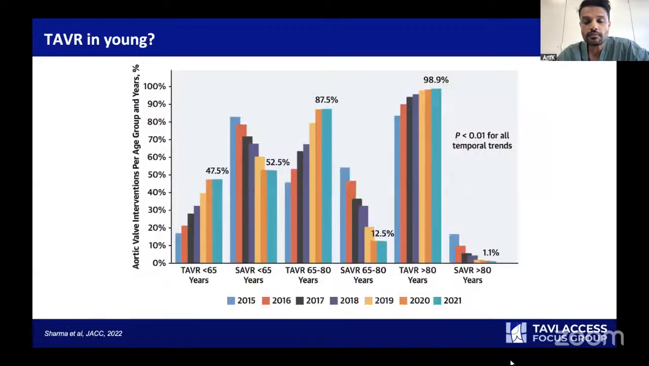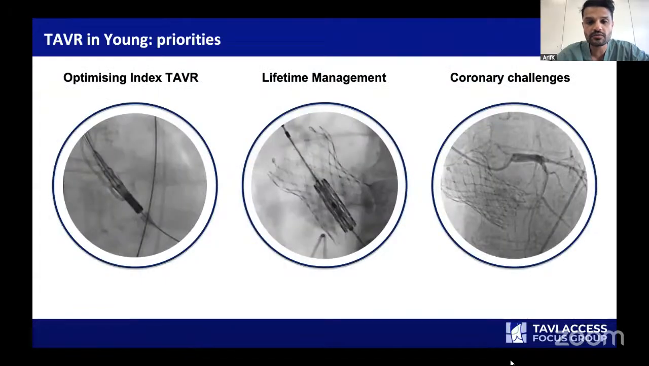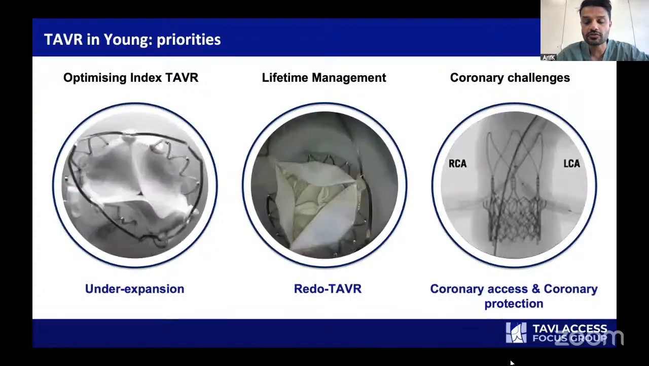So I was thinking what topic to discuss to show how bench testing has contributed to our knowledge, and I thought, where better to start than TAVI and young. It's a very important, growing topic, and particularly in the US, it's discussed a lot. When we think about the young population, what key things come to mind? Absolutely the importance of optimizing the index valve, the issue of lifetime management, so redo TAVI, valve-in-valve, which journey to go on, and then all the coronary challenges we're facing, including coronary access and protection. So these are the three topics I'm going to focus on for this talk: how bench testing has helped us understand underexpansion, redo TAV, and then coronary access and coronary protection.